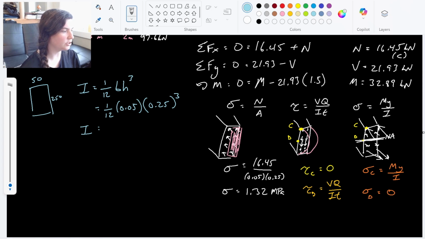So I get the moment of inertia for this guy is 6.51 times 10 to the negative 5th meters to the 4th. Right, so that takes care of I for both cases. Our y for our C case, y is just going to be the distance from the neutral axis to the outer edge. So in this case, y is going to be 0.125.